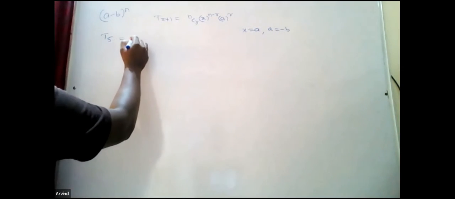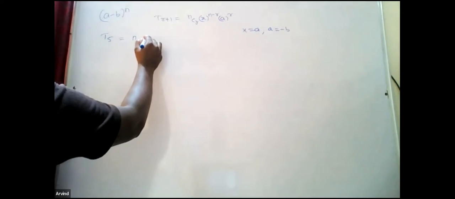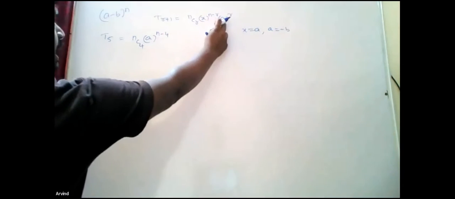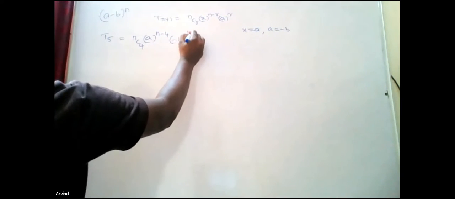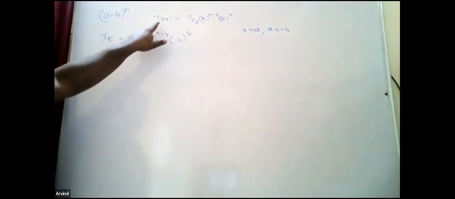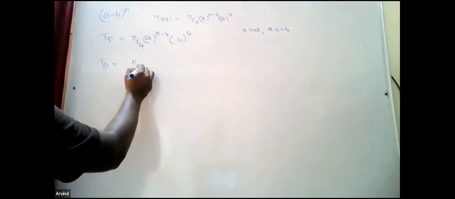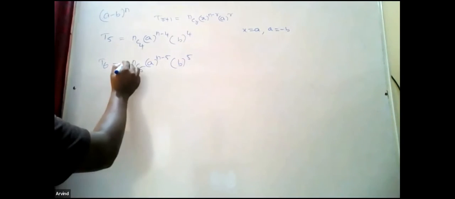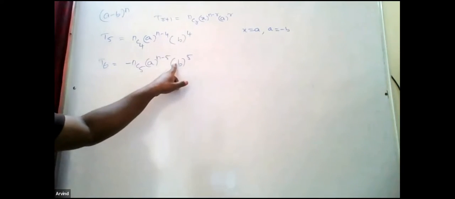So T5 is equal to nC4, a to the power of n minus 4, (minus b) whole to the power 4. Observe, the power is even, so you can exclude this minus. So this is the fifth term. For the sixth term, you have to put 5 in place of r. So it becomes nC5, a to the power of n minus 5, (minus b) whole to the power 5. So this minus stays. Since the power is odd, you can retain this minus. If even, it goes away; if odd, it is retained.